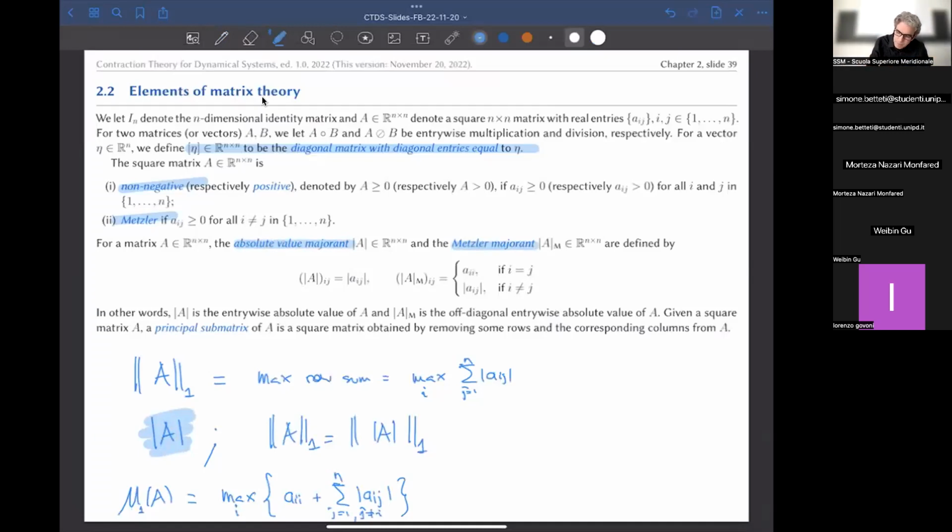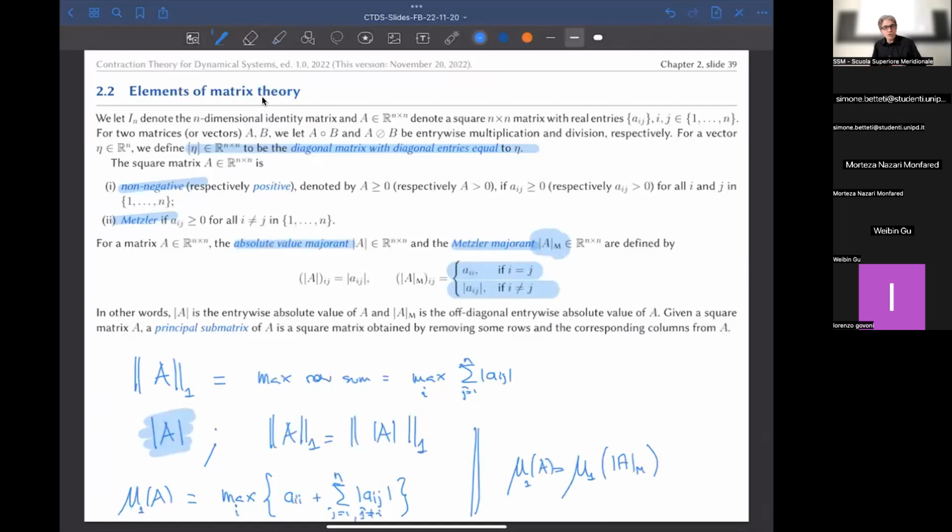In continuous time, it's relevant to define the Metzler majorant. What's the Metzler majorant? It's a matrix. I write the absolute value of A sub M, and I take the absolute value only of the off-diagonal entries, whereas I keep the diagonal entries untouched. The reason this definition is useful is because mu1 of A will be equal to mu1 of the Metzler absolute value of A. Obviously, because in the formula, I use only the absolute value of the off-diagonal entries.